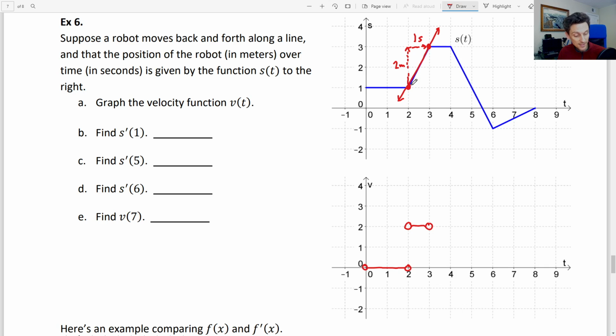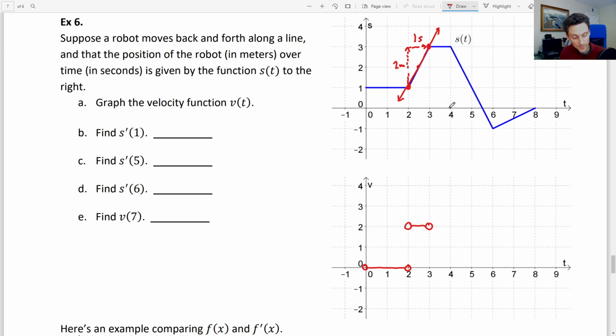Now, the thing is, the secant line happens to coincide with the tangent line at any given point here, right? If you pick a point right here and you draw the tangent line, it's going to have the same slope as the secant line. It's going to have slope 2. So that's why at any given instant in time, we can say that the slope of the tangent line is 2, and therefore the velocity is 2 meters per second at any instant in time from t equals 2 to t equals 3.